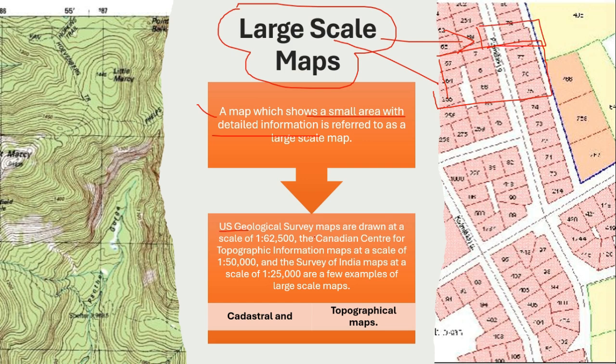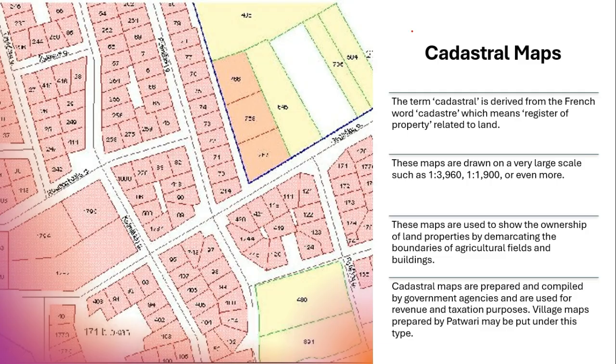Geological survey maps are drawn at a scale of 1:62,500. The Canadian Center for Topographic Information maps are at a scale of 1:30,000, and Survey of India maps are at a scale of 1:25,000. These are a few examples of large scale maps. Large scale maps are also classified into two parts, cadastral maps and topographic maps. So what is a cadastral map?